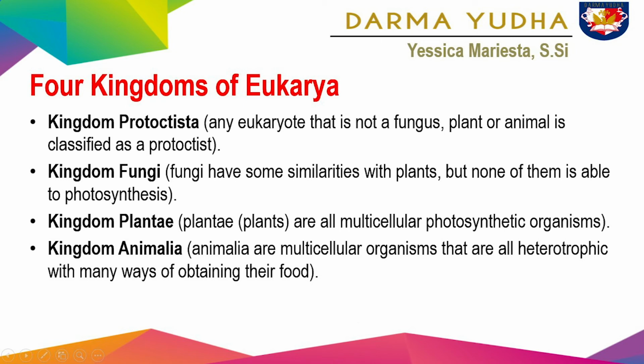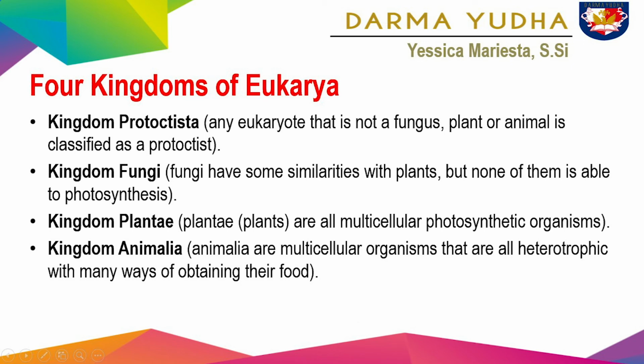The second one is the kingdom Fungi. Fungi have some similarities with plants, but none of them is able to do photosynthesis. The third one is the kingdom Plantae. Plantae, or plants, are all multicellular. Multicellular means they are made of more than one cell. They are all multicellular photosynthetic organisms. So it means that they can do photosynthesis.